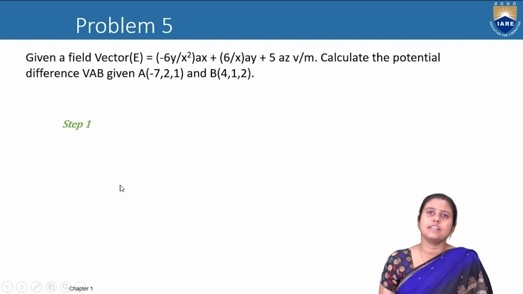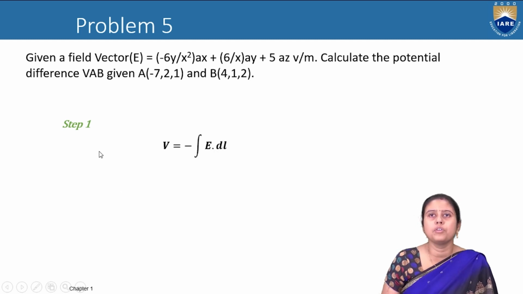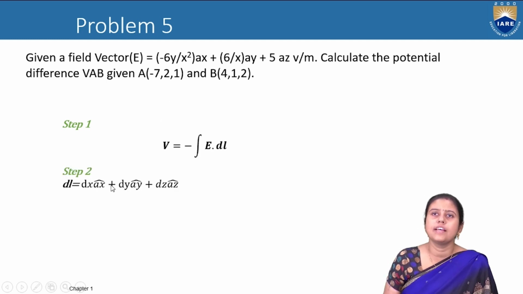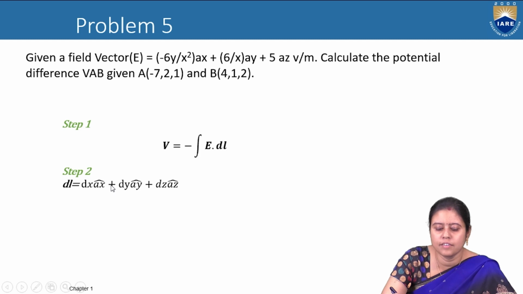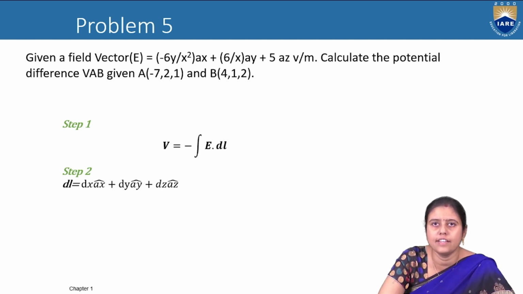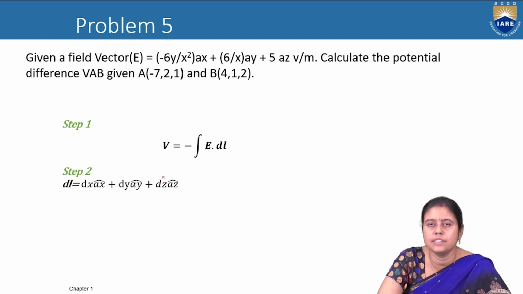Again, first we will discuss the steps. What is step 1? We know V is equal to minus ∫E·dl. So what is step 2? What is dl? We are taking again the Cartesian coordinate, and dl is equal to dx ax plus dy ay plus dz az.